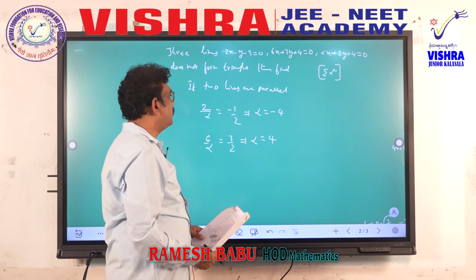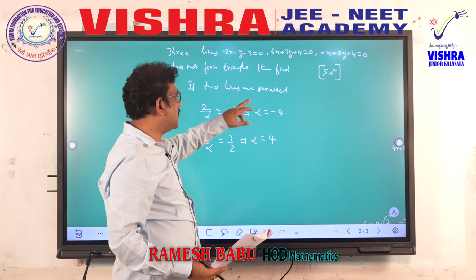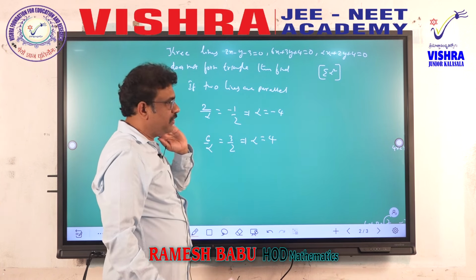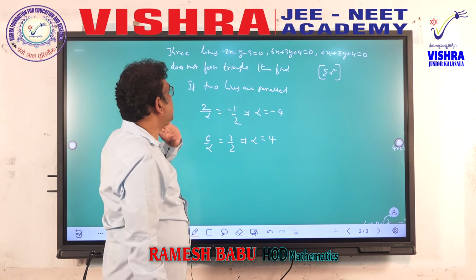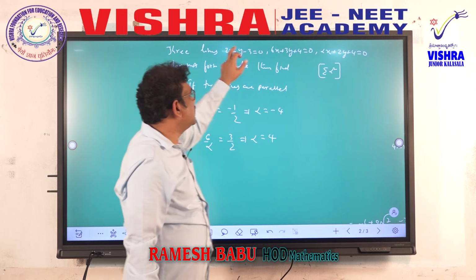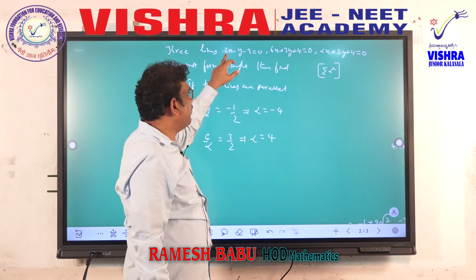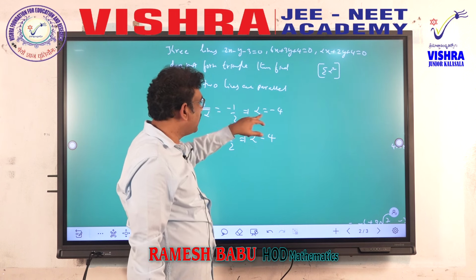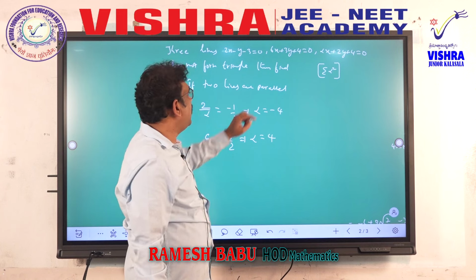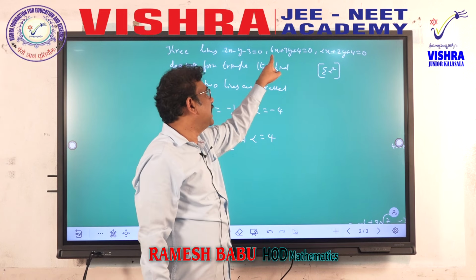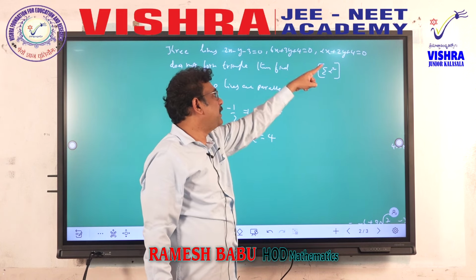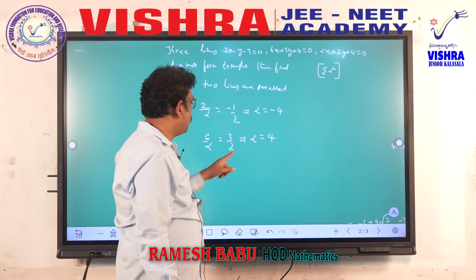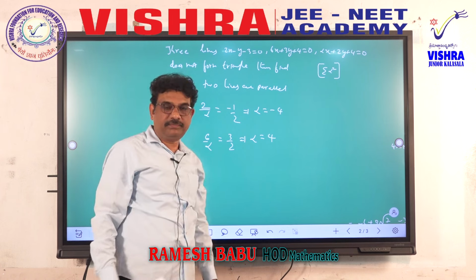These two are the first condition. If two lines are parallel, then A1 by A2 is equal to B1 by B2 is not equal to C1 by C2. So from this condition, we get alpha equal to minus 4. Now, if two lines are parallel, A1 by A2 is equal to B1 by B2, so 6 by alpha is equal to 3 by 2. So alpha is equal to 4.